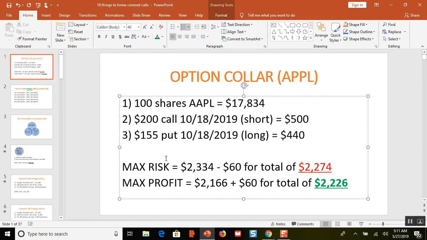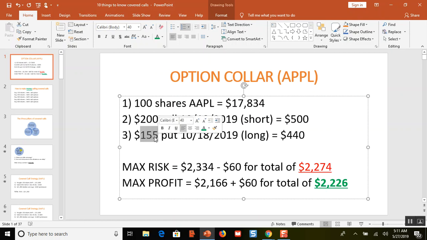Now, what does all that mean? It means that your risk is limited and your profit is limited. So your maximum risk is the $2,334 minus 60 for a total of $2,274. How did I come up with that number? It's very simple, okay? Apple was at $178 a share and some change. So you take that $178 and if Apple goes down to $155, that's a loss, right?